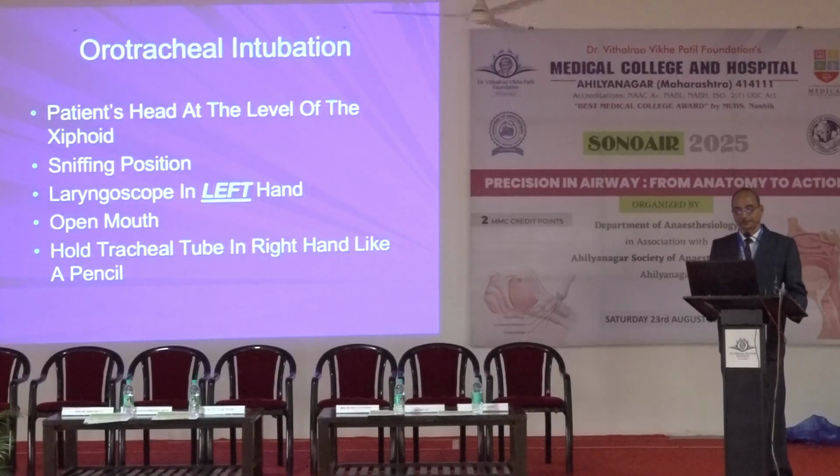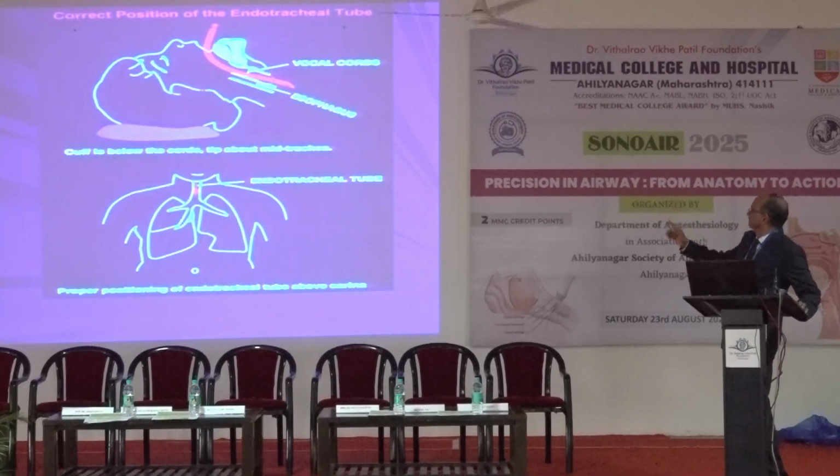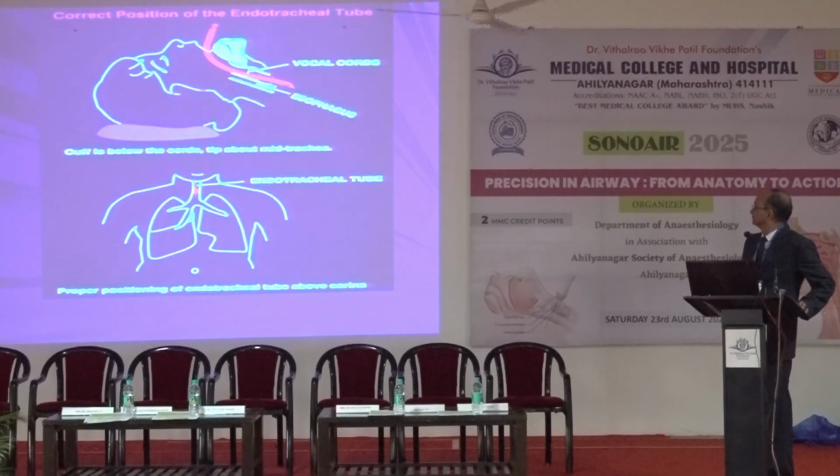Now orotracheal intubation, you have the patient's head at the level of the xiphoid. Ensure a sniffing position. You have the laryngoscope in your left hand. Open the mouth. Hold the tracheal tube in the right hand like a pencil. This is just like teaching children. Anyway, people have been doing it. So this is the correct position of the endotracheal tube.